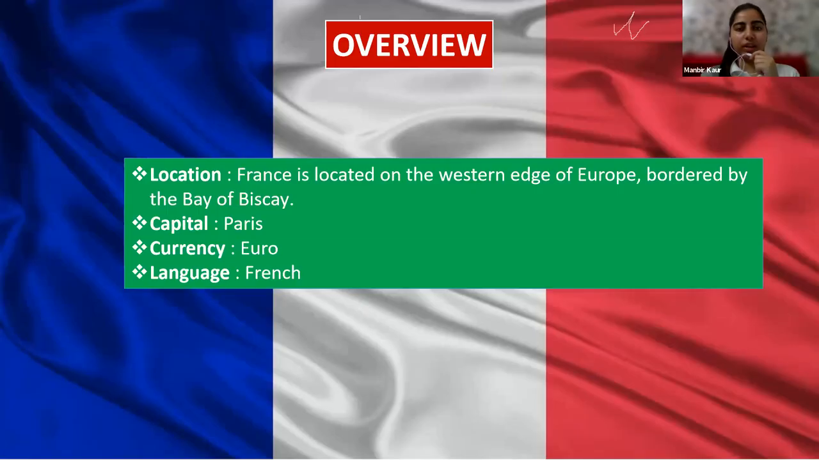Now moving on and having a quick overview. So the location of this country: France is located on the western edge of Europe, which is bordered by the Bay of Biscay. Talking about the capital, Paris is the capital of France, and the euro is the currency which is used. Here people speak French as a language.